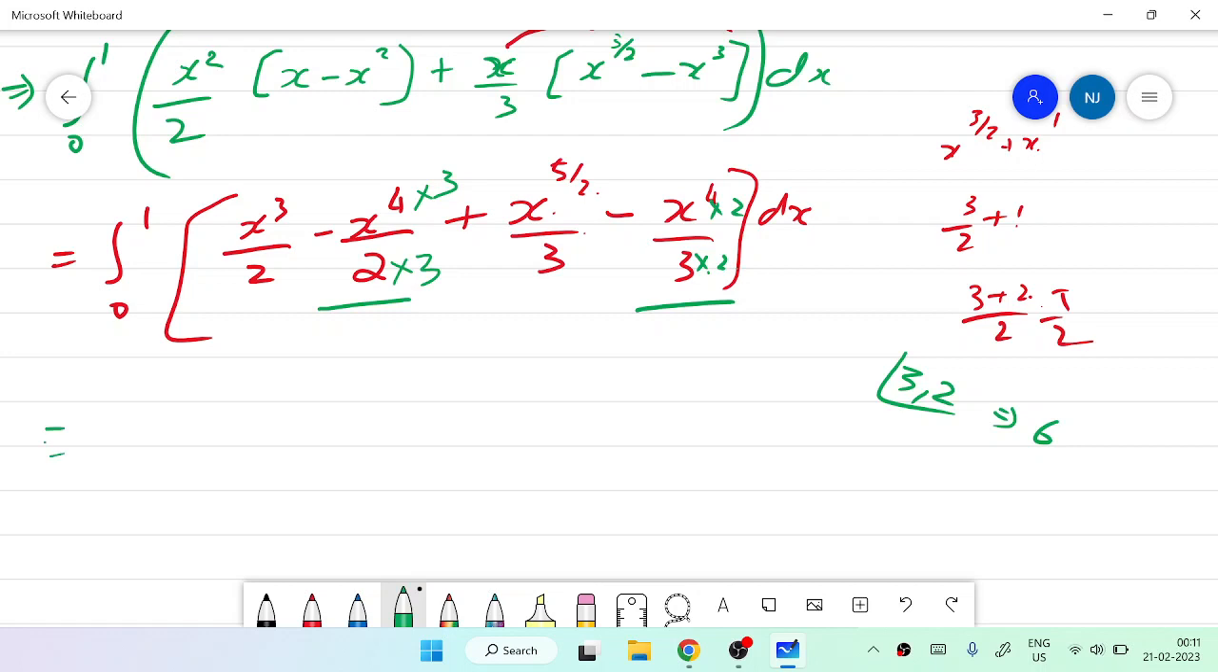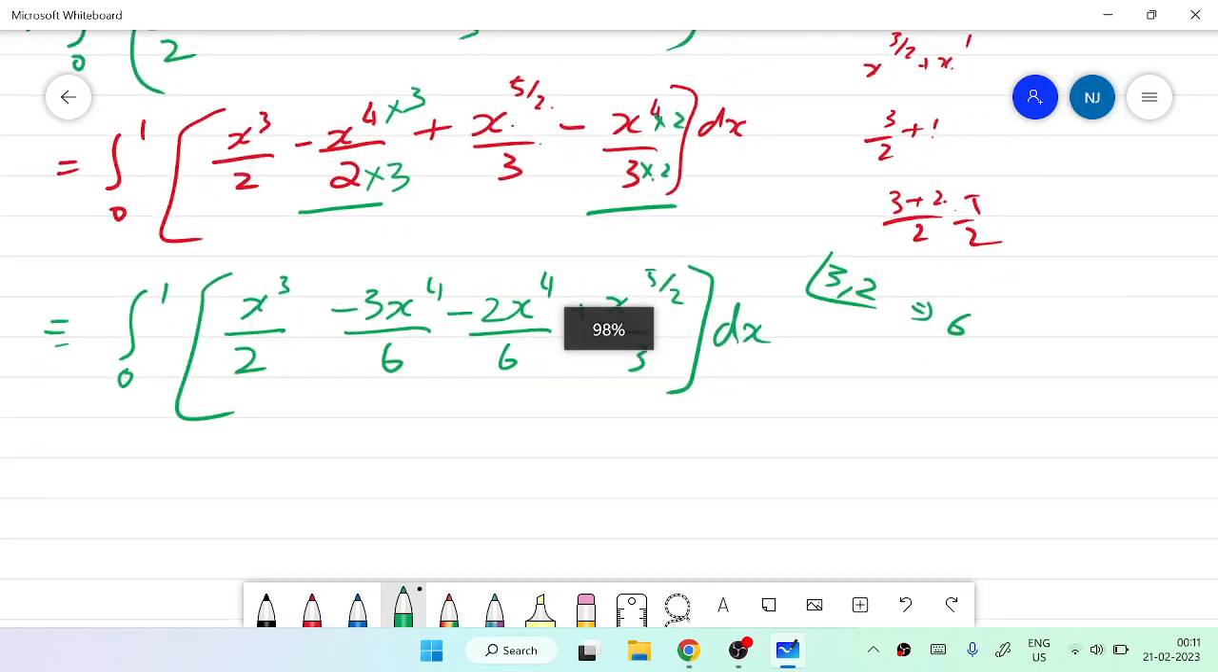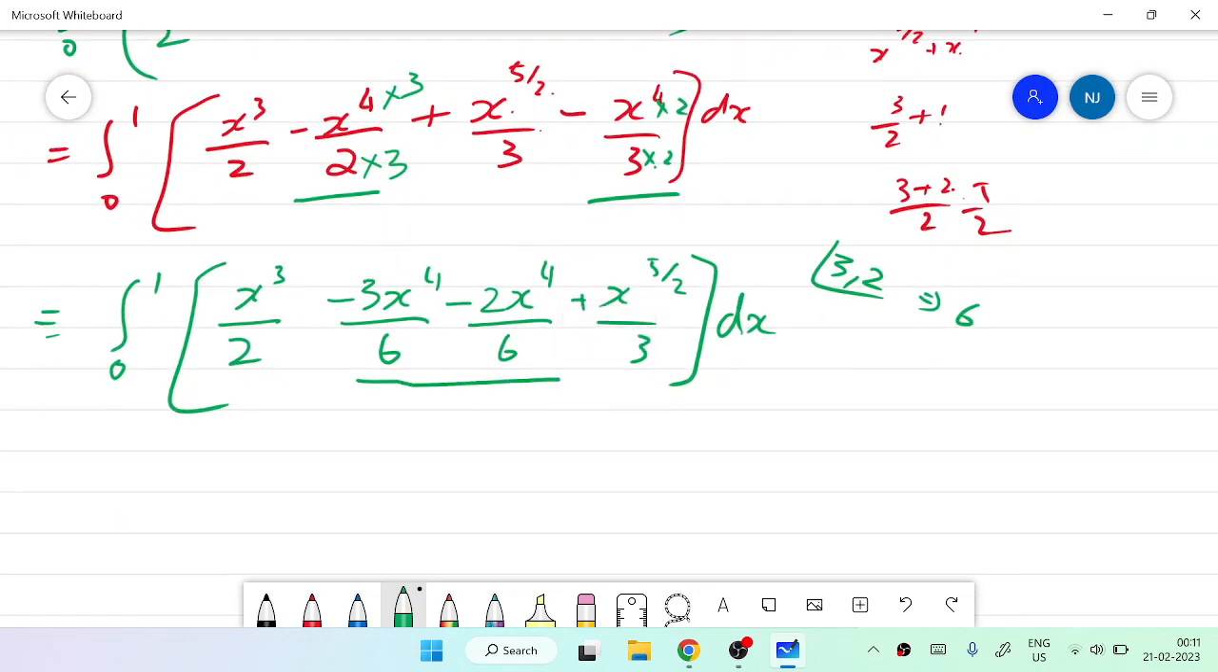So we'll be getting integral over 0 to 1, x cube by 2 minus 3 x power 4 by 6 minus 2 x power 4 by 6 plus x power 5 by 2 by 3 will come into dx. Understood? Then if you add, you'll get what? If you add, what you will get is minus 6 x power 4 by 6, right?